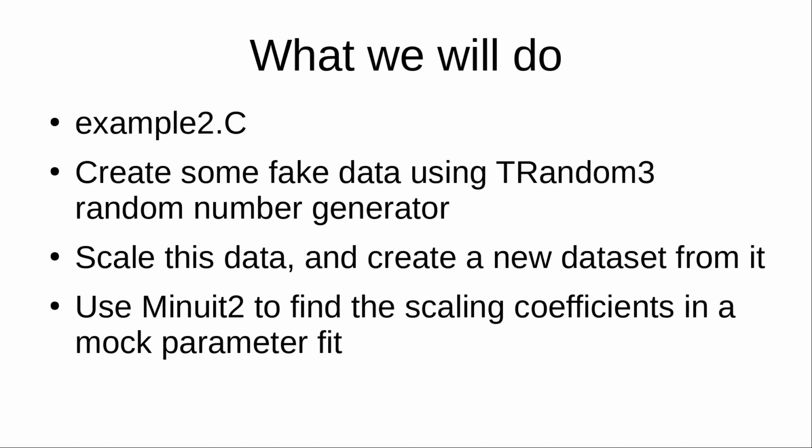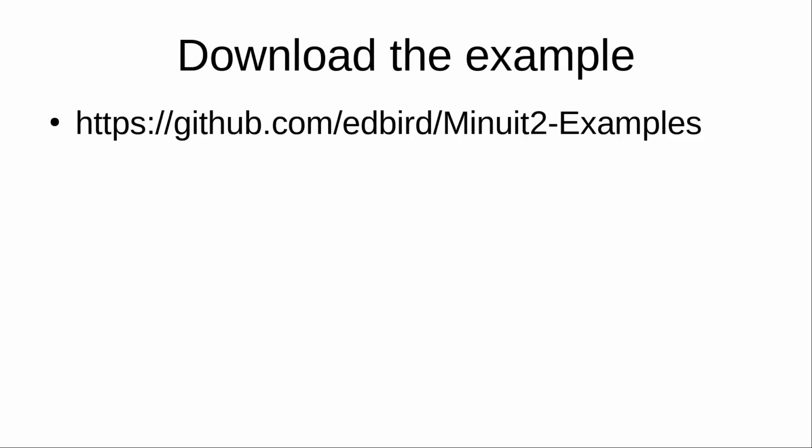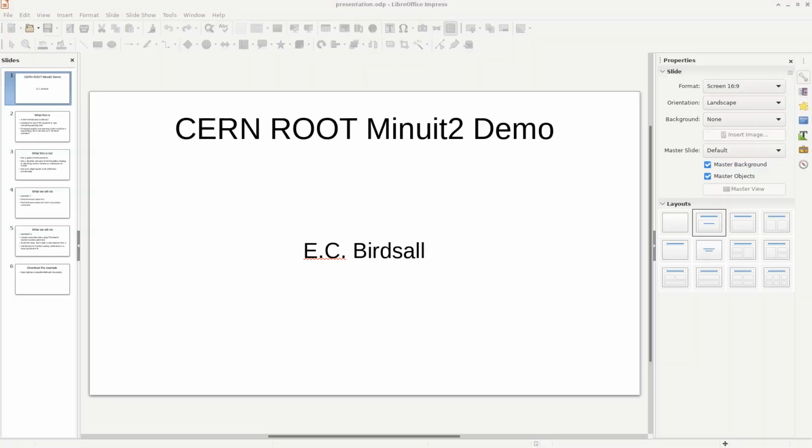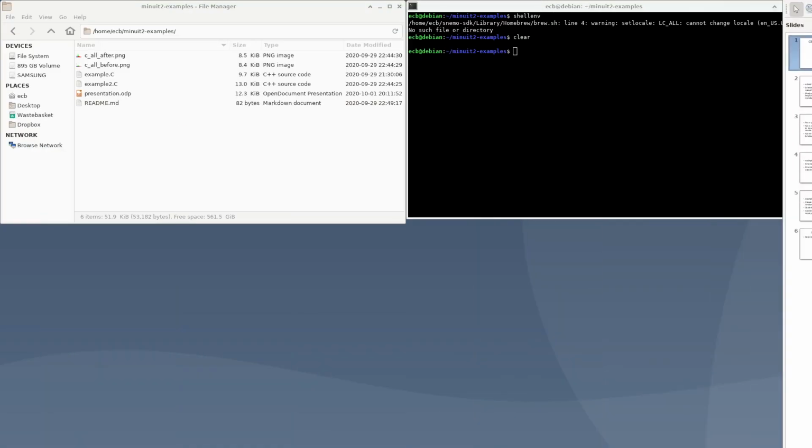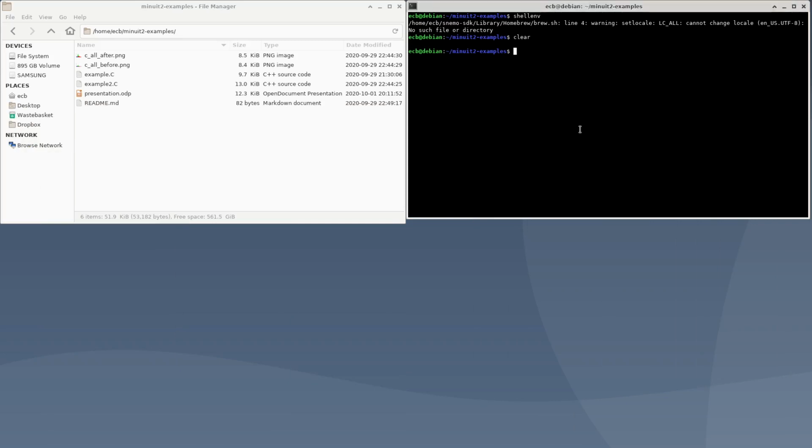So example2.c, we have two example files. We will create some fake data using TRandom3, and we will scale this data, and from this scaled data we shall create a new fake dataset. We will then use Minuit2 to find the scaling coefficients that have been used in a mock parameter fit, which will be much more applicable to something that's closer to what you will really be doing. And here is where you can download the examples. So with that out of the way, let us proceed.